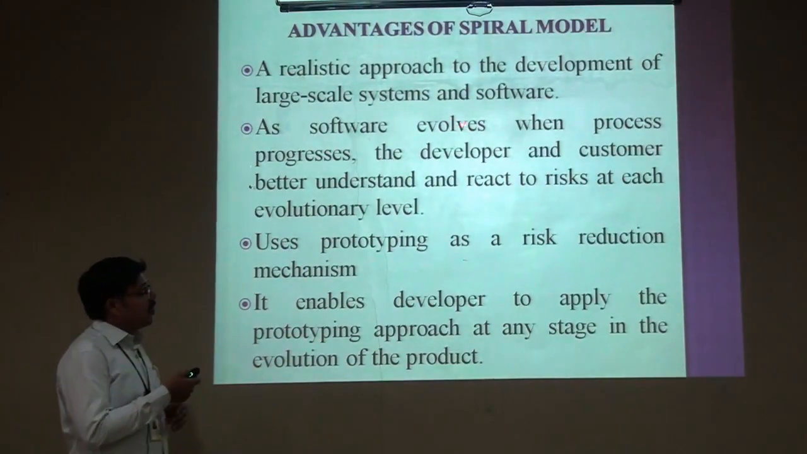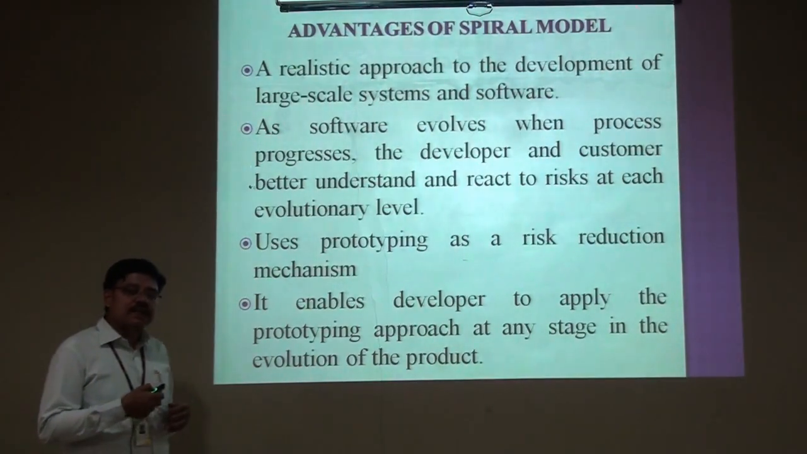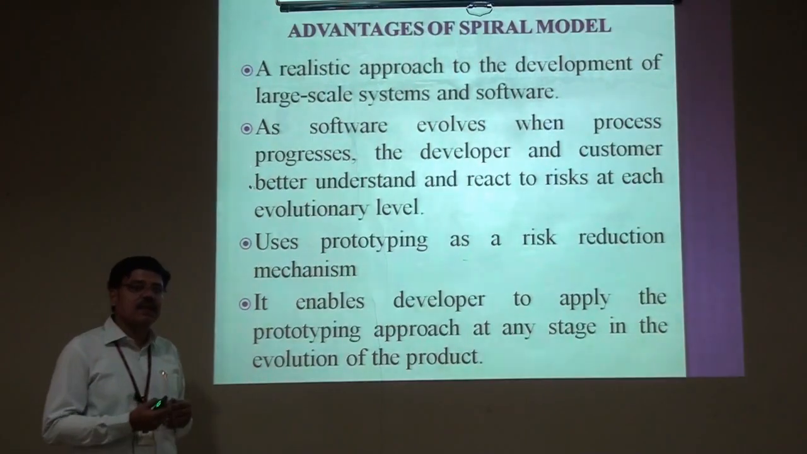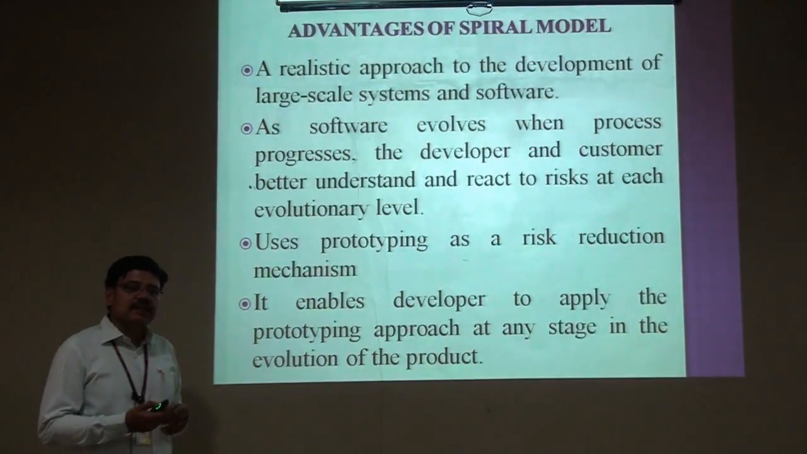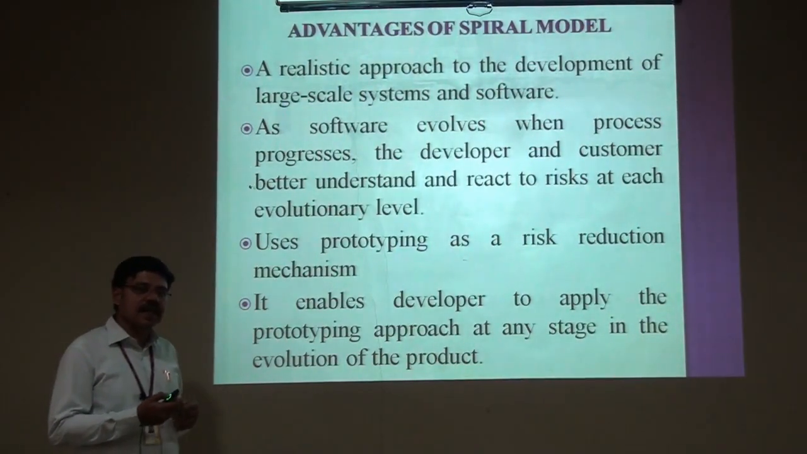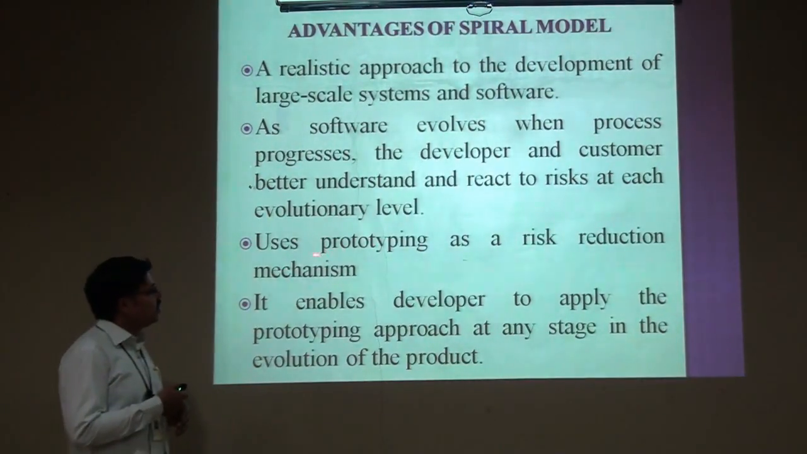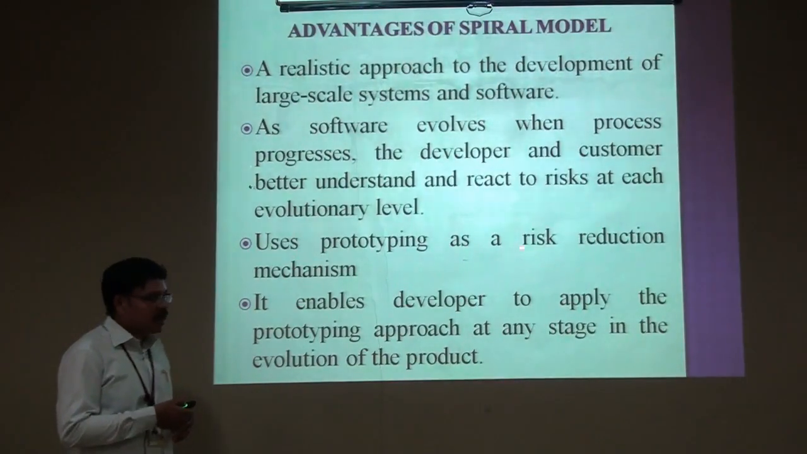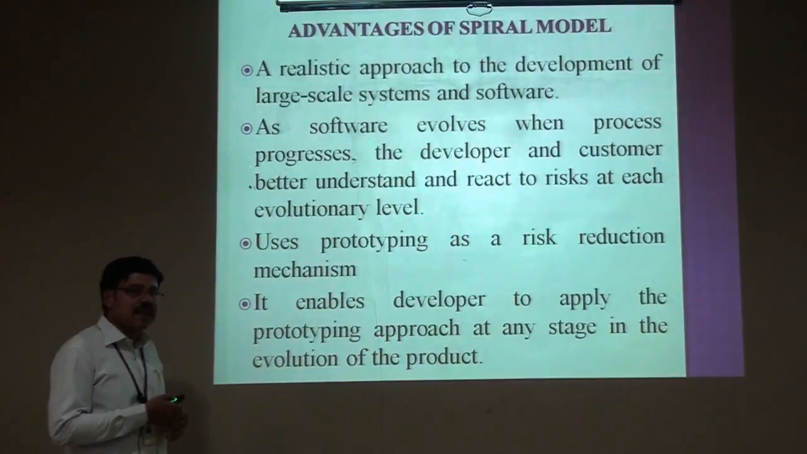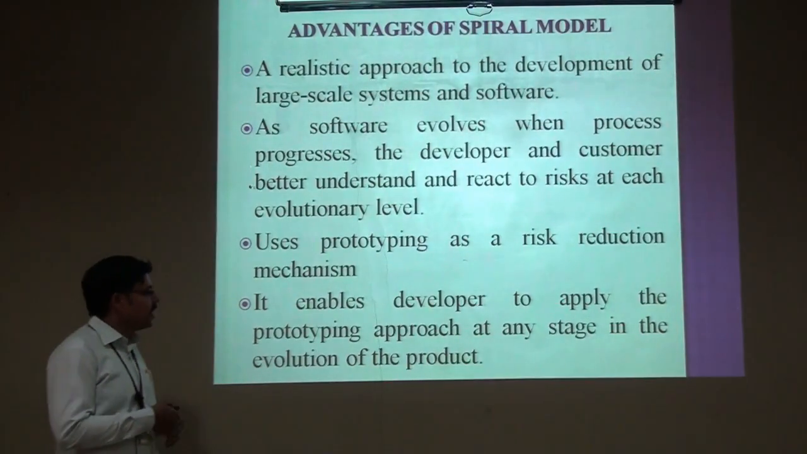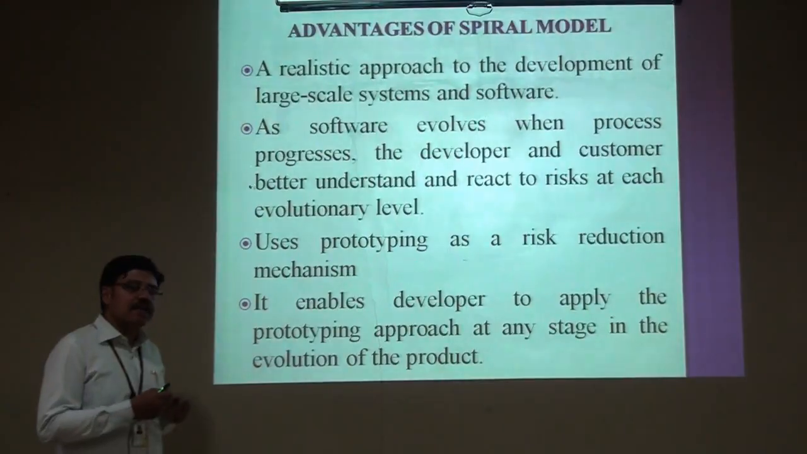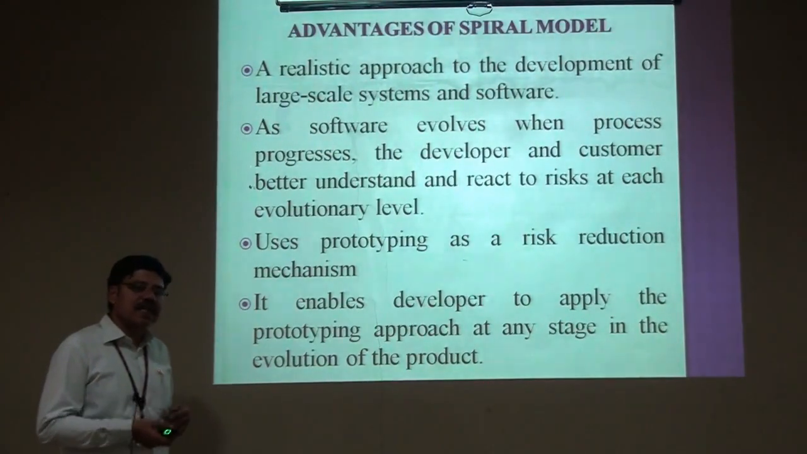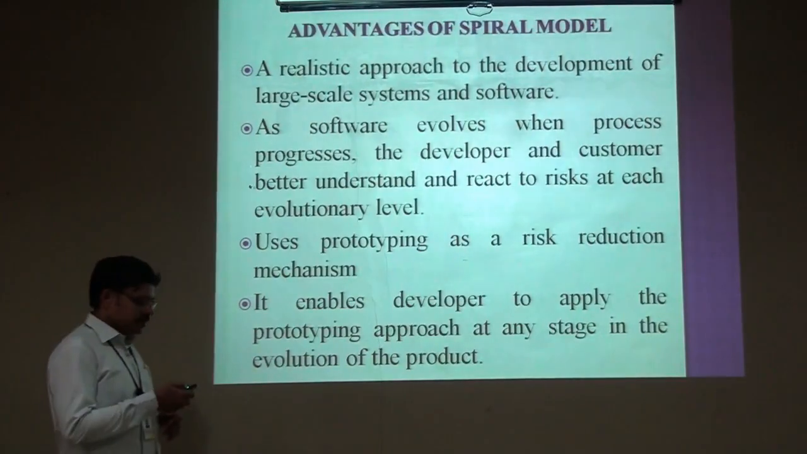The software evolves as the project progresses, and the developer and the customer better understand it because they are involved in between the development process. Since we are performing risk analysis, all the risk can be eradicated and we can come out with a quality product. It uses prototyping as a risk reduction mechanism in the spiral model. It enables the developers to apply the prototyping approach at the initial stage, and based upon the customer feedback, the new increments can come out in the later stages.